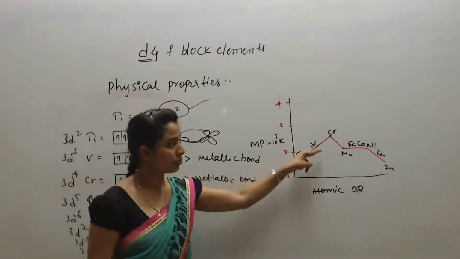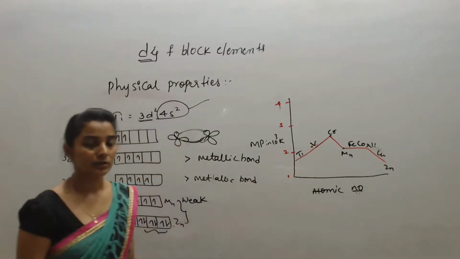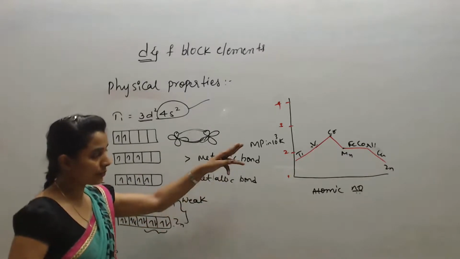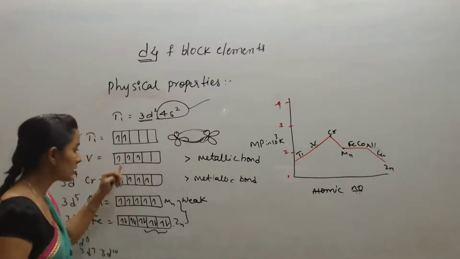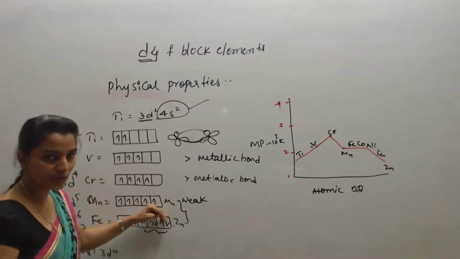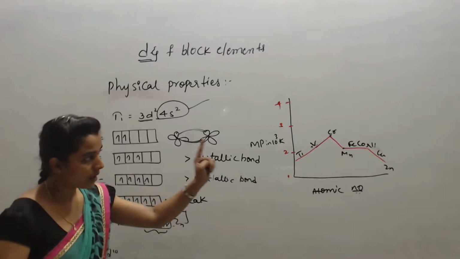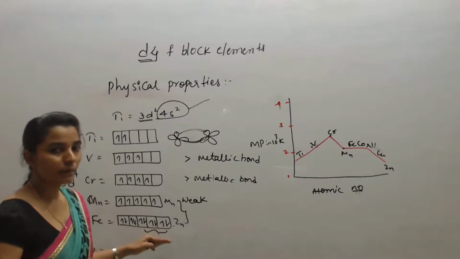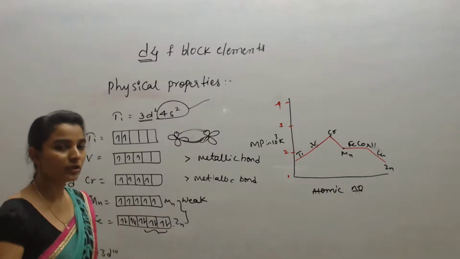So this is the trend followed in the series. Period. Okay, in the 3D series, after chromium it increases because of the increase in the unpaired electrons, for manganese it decreases because of the stable configuration, after the stable configuration up to copper it remains, again up to zinc it decreases because the pairing up of the electrons takes place.